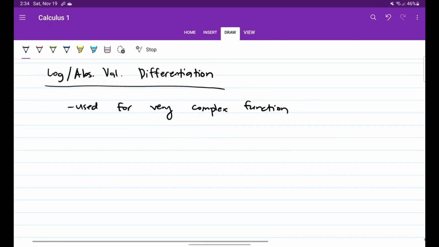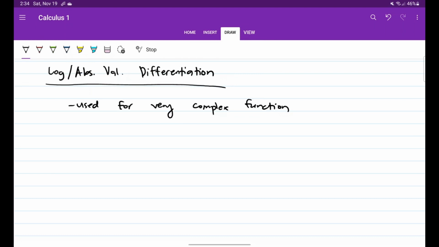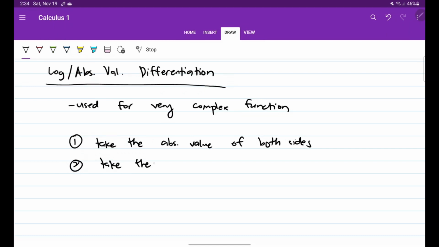So, ano nga ba yung logarithmic absolute value differentiation? No? Paano siya ginagawa? No? So, first things first is we take the absolute value of both sides. Okay, so take the absolute value of both sides, then take the ln of both sides. So, bakit ln? So, pwede naman log. Kung tutusin, pwede naman log, pero mas madali kapag ln since yung derivative ng ln x is just 1 over x. So, 1 over absolute value of x.